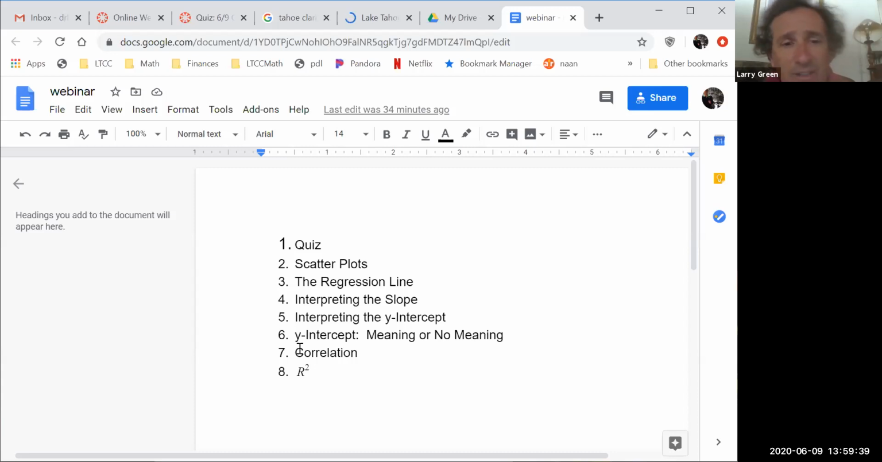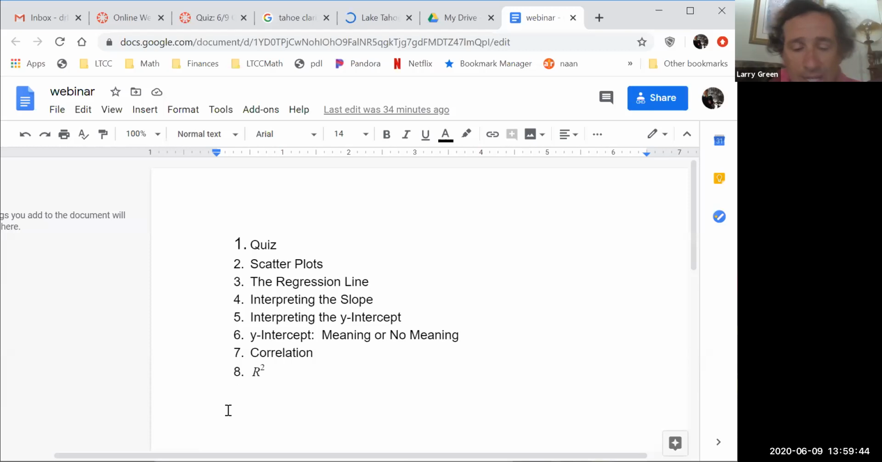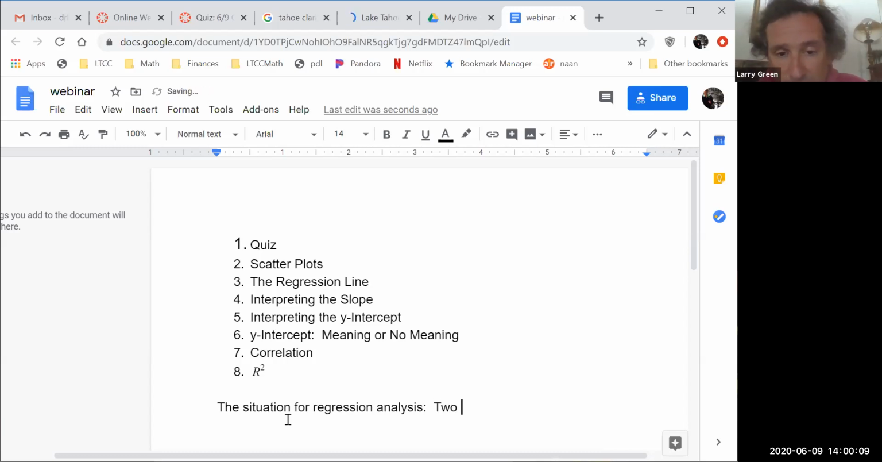So just a note in terms of this chapter and what this whole correlation is about: I want to talk about the kind of situation you must be in to be able to do correlation. I'm going to call that regression analysis. And that is, you have to have two variables.